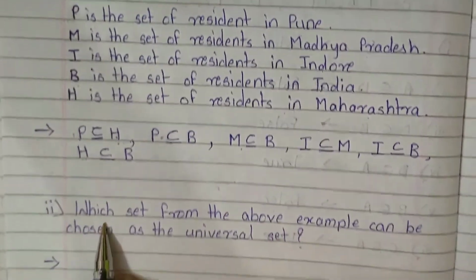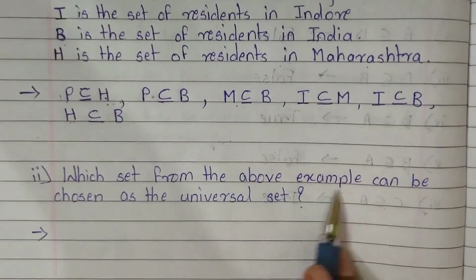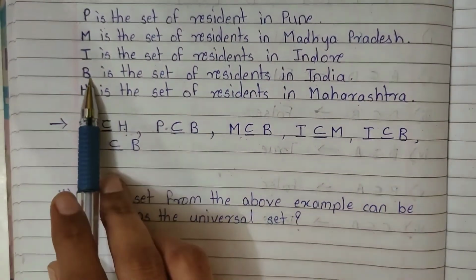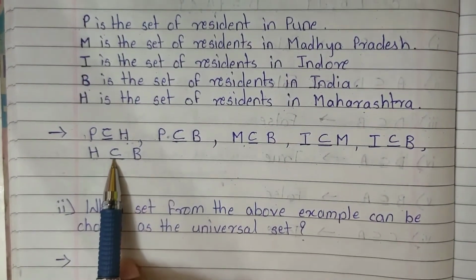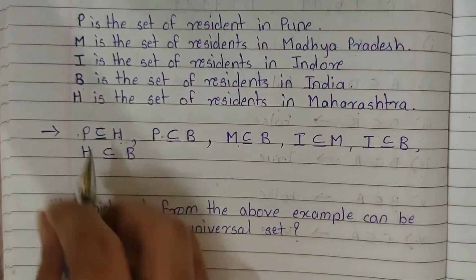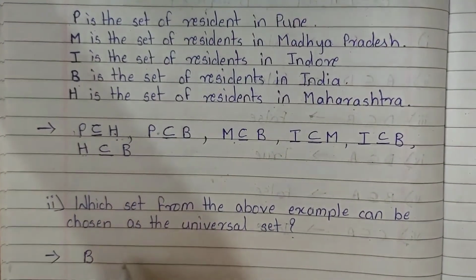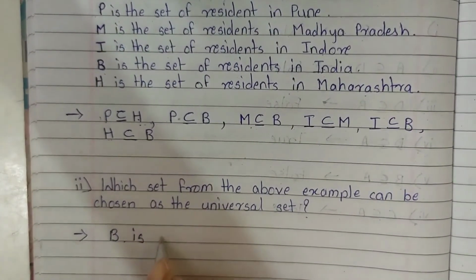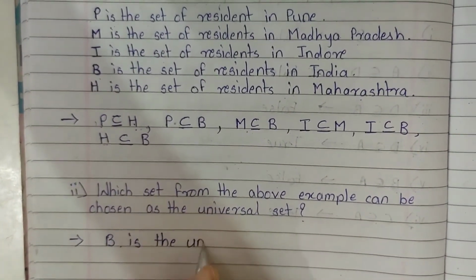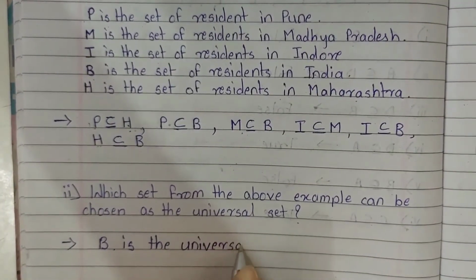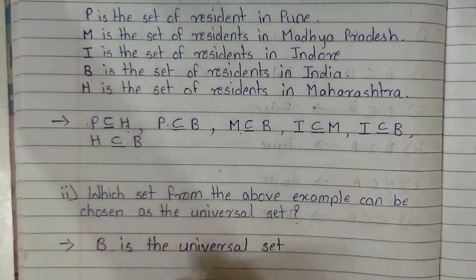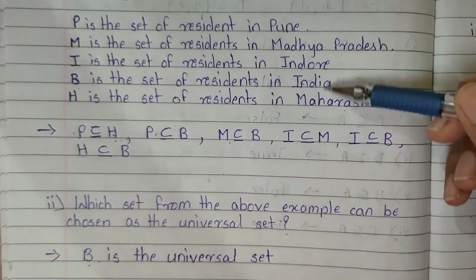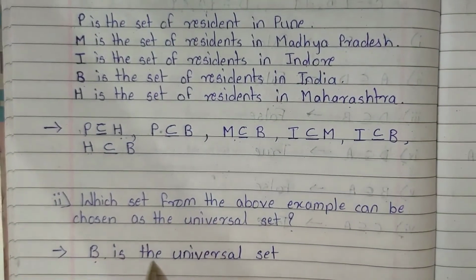Next question they ask, which set from the above example can be chosen as a universal set? It means the set which does not come under any other set. So that is India. B is the universal set, as the elements of B will not come in another set. So we can say that B is the universal set.